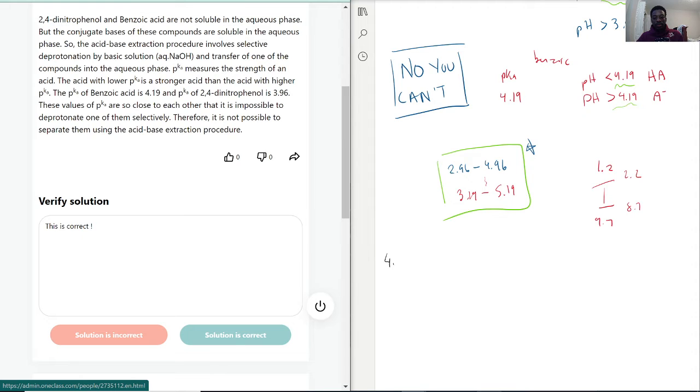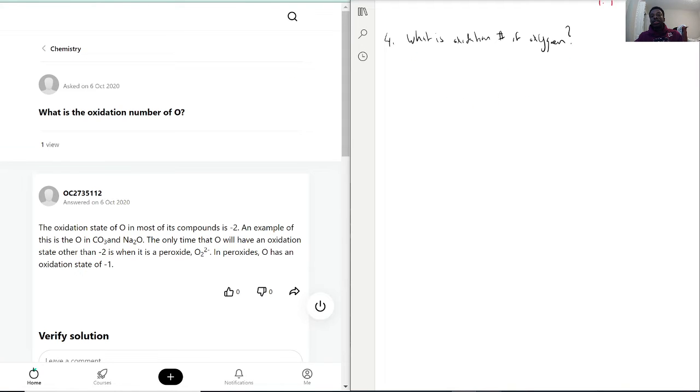Okay, so we have: what is the oxidation number of O? Number of oxygen. This right here is a great question, because this is actually one of the things that you do have to memorize. Especially when you're finding the oxidation numbers of different compounds, you want to know the oxidation number of certain elements, certain atoms, because they do follow specific rules.